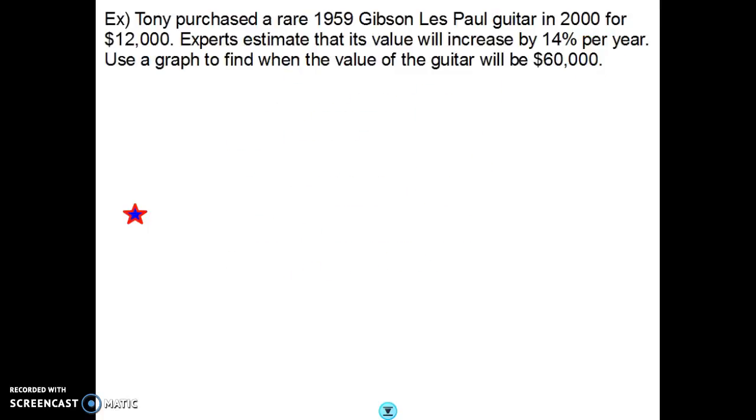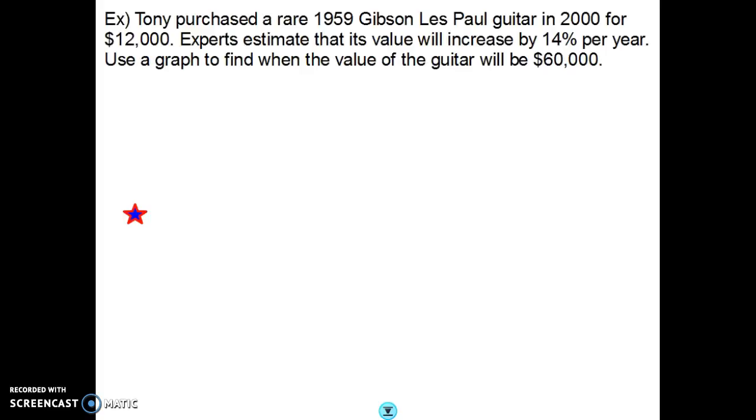Second example. Tony purchased a rare 1959 Gibson Les Paul guitar in 2000 for $12,000. Experts estimate that its value will increase by 14% per year. Use a graph to find when the value of the guitar will be $60,000.